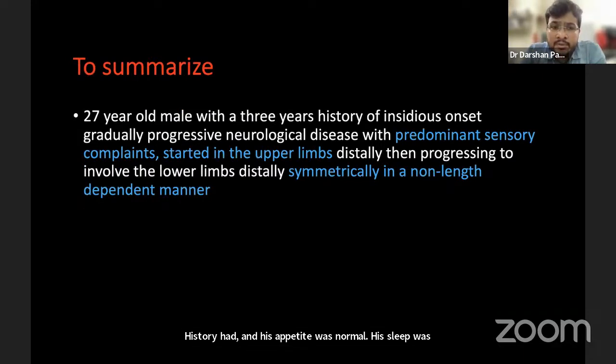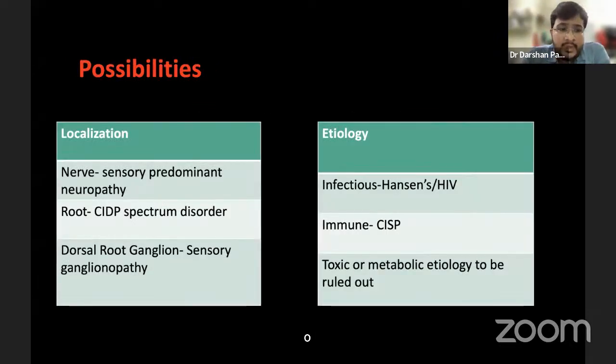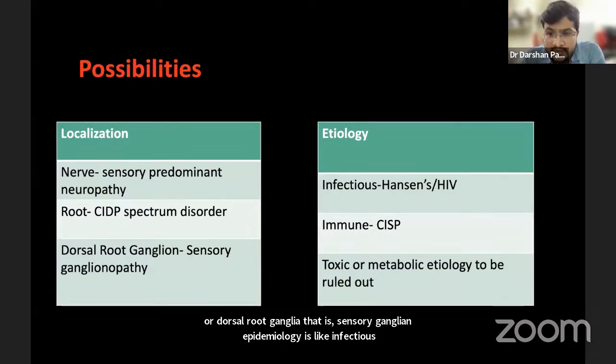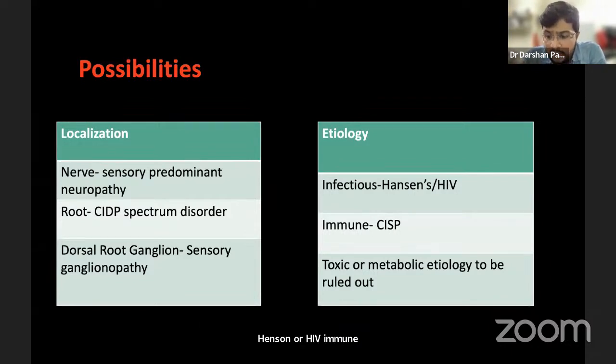To summarize, my patient was a 27-year-old male with a 3-year history of insidious onset, gradually progressive neurological disease with predominant sensory complaints, starting in the upper limbs distally, then progressing to involve the lower limbs symmetrically in a non-length dependent manner over the course of 3 years. So the possibilities kept in mind were involvement of the nerve as a sensory predominant neuropathy, or the root, like a CIDP spectrum disorder, or the dorsal root ganglion, that is, sensory ganglionopathy. Etiologies like infectious, Hansen's or HIV, immune etiologies, CISP, and toxic or metabolic etiologies were all kept in mind.